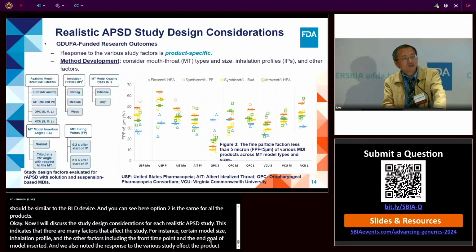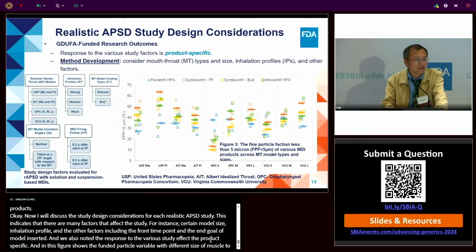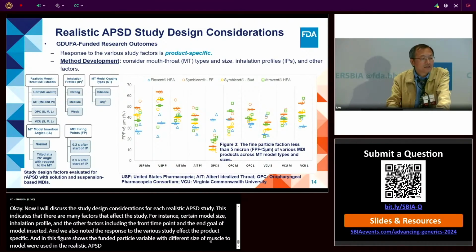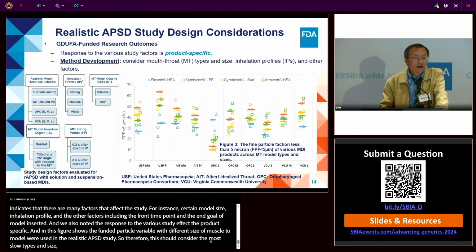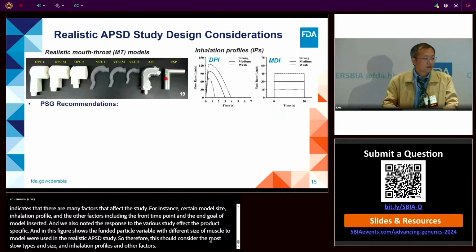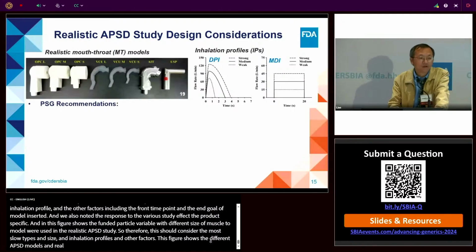This figure shows the fine particle fraction variability for the different products when different sizes of the Mouth-Throat models were used in the realistic APSD study. Therefore, we recommend that your method development should consider the Mouth-Throat types and size and inhalation profiles and other factors. This figure shows the different Mouth-Throat models and the realistic inhalation profiles and the constant flow rate inhalation profiles.